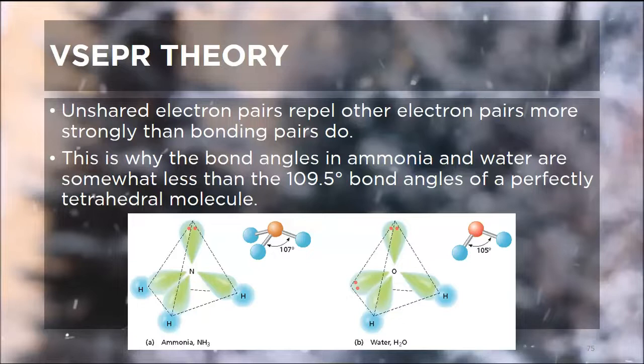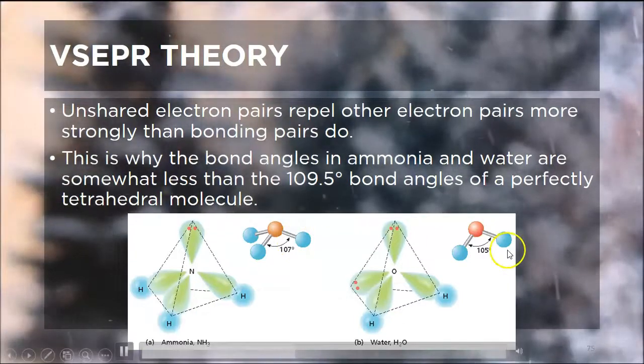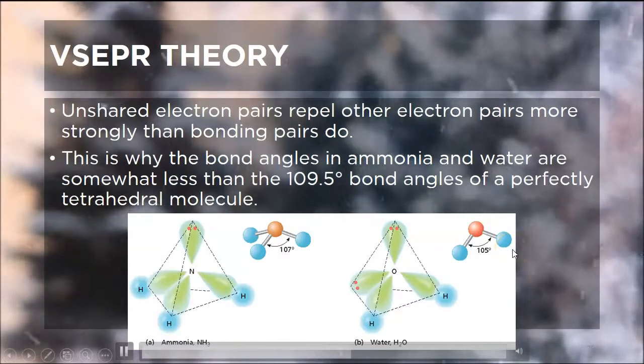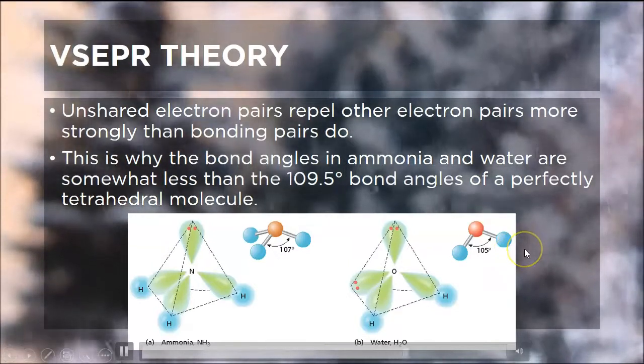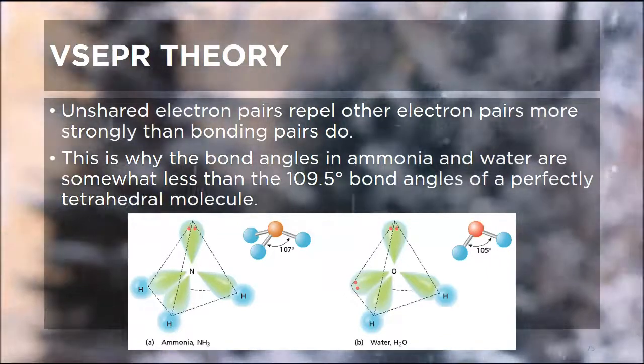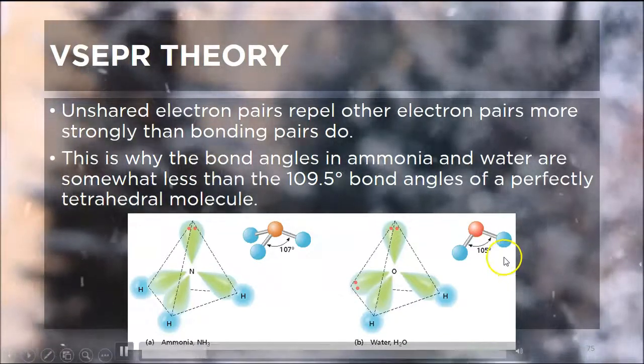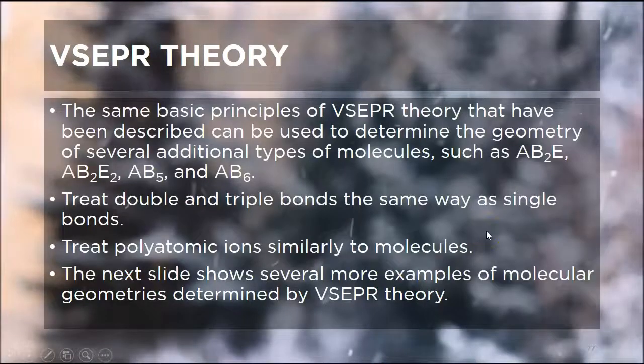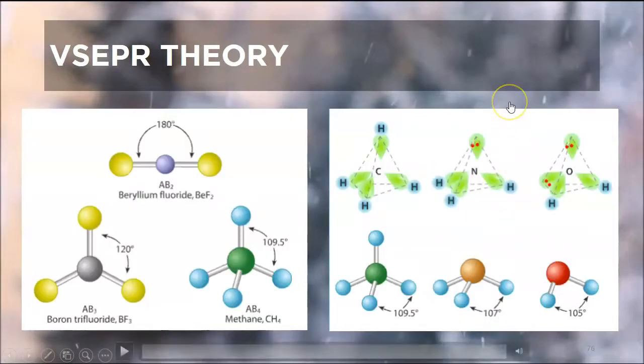The 109.5 bond angle is actually less when we have those other lone pairs involved, because of how they repel the other electrons more than bonding pairs do. So here are some other ones we looked at: a linear shape with beryllium fluoride, trigonal planar with boron trifluoride, and then again the tetrahedral. You can see all those angles included.